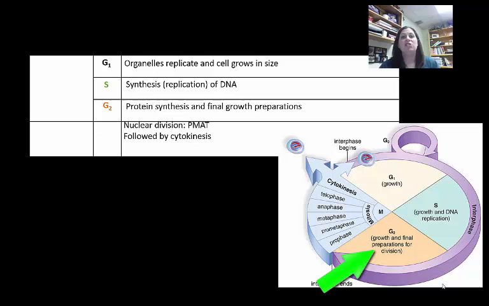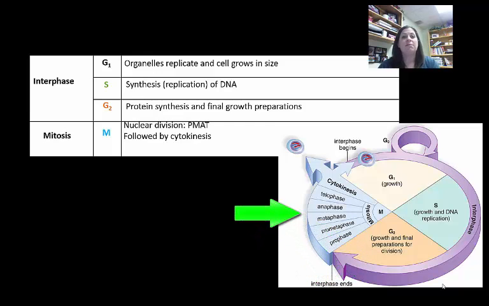At both times you're going to check to make sure that things are correct and moving smoothly before the cell can continue on its division process. G1, S, and G2 are all part of what we call interphase. It's really important to note that this is not part of mitosis. This is just part of the cell cycle. And it's the longest. This is where the cell spends most of its time.